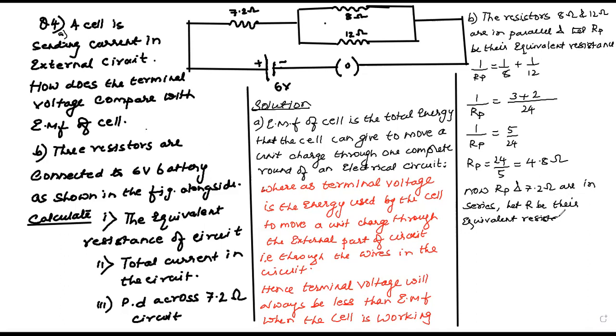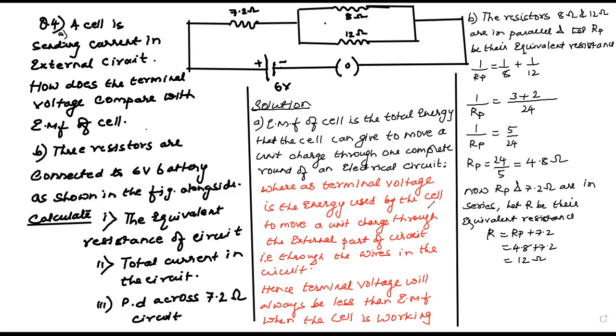So what will happen, children? It's a series. R is equal to RP plus 7.2. RP is how much, children? 4.8 plus 7.2. So how much do you get? 12 ohms. We got 12 ohms.